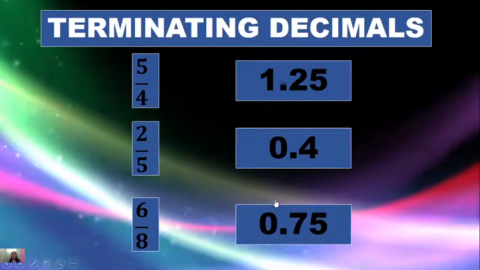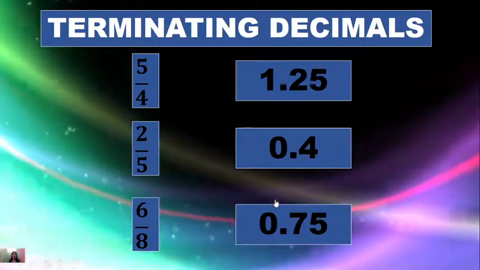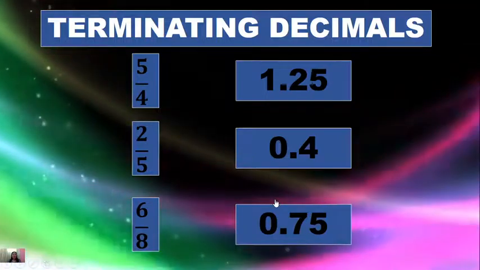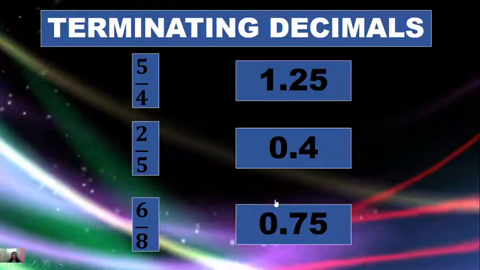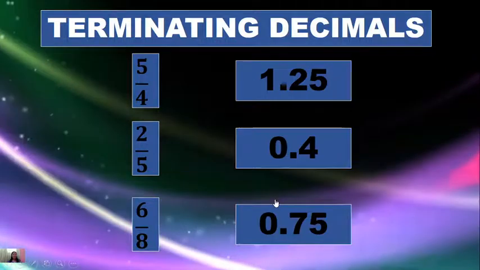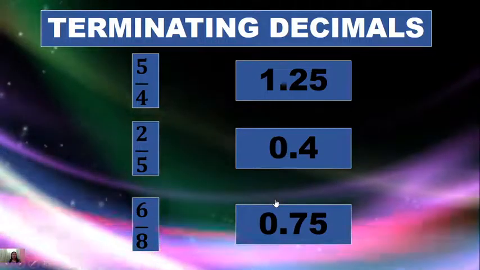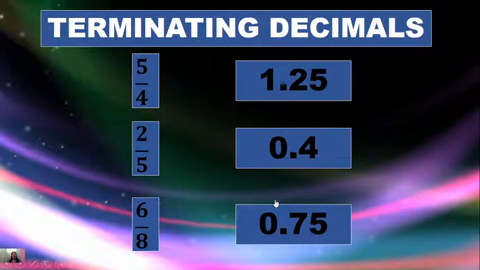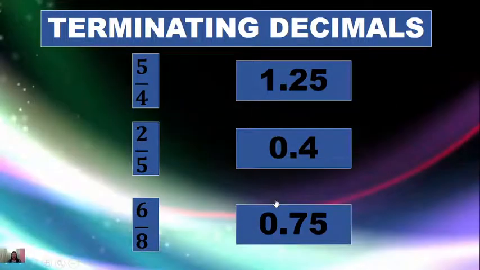Next, terminating decimal. Kagaya ng sinabi ko kanina, meron siyang hangganan. If you will divide the numerator and denominator, the remainder becomes 0. Just like 5 over 4. Right? 5 divided by 4 is 1 and 25 hundredths or 1.25. So, nag-end siya doon sa 5 dahil ang naging remainder na niya sa baba is 0.